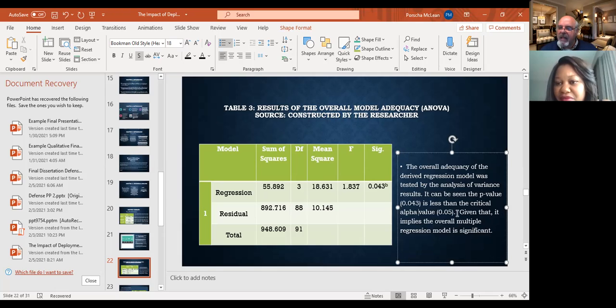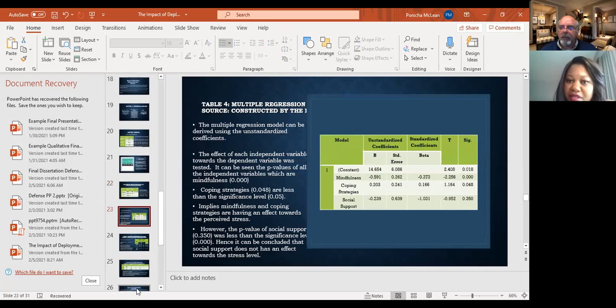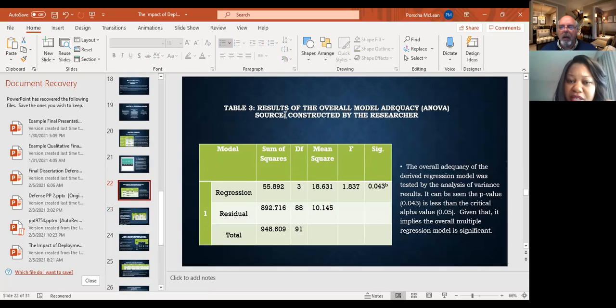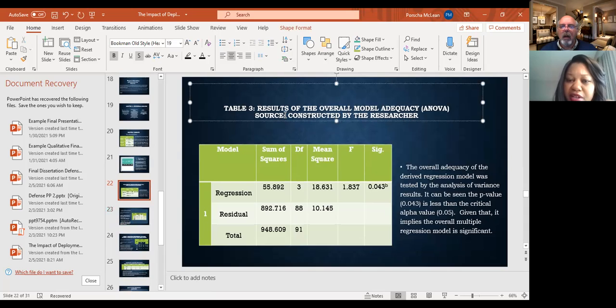Given that, it implies the overall multiple regression. It's perfect. Okay, so let's go to the next one. Actually, can we go back? You said the title would be the multiple regression. This is of the ANOVA. No, this is the ANOVA of the multiple regression.